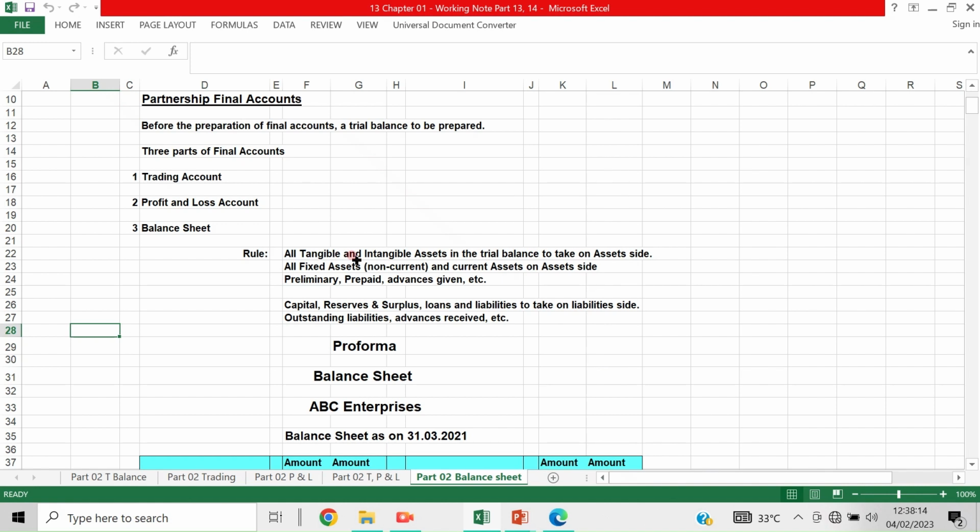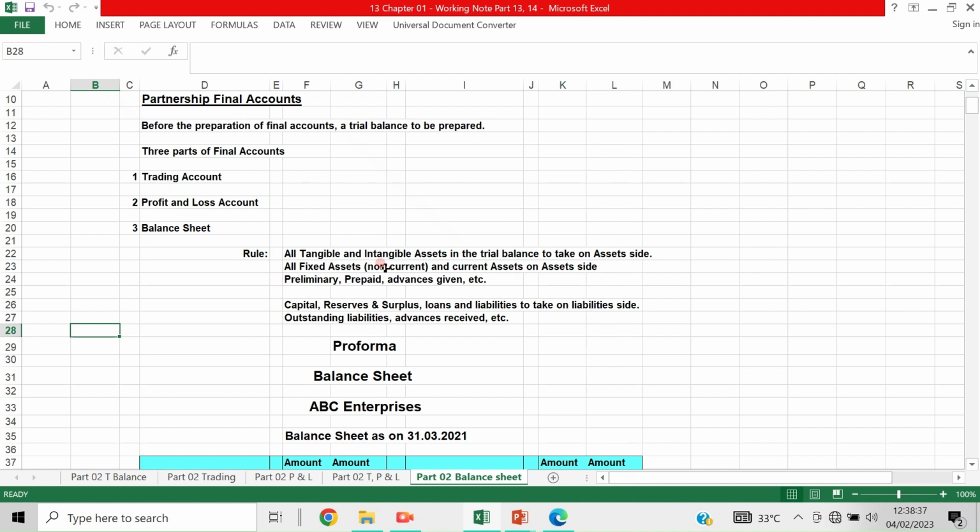These properties are taken on the asset side of the balance sheet. Intangible assets which cannot be seen, like goodwill, patent, trademark, these cannot be seen. So these are also taken on the asset side of the balance sheet. And all fixed assets, that is movable as well as immovable properties, which are called non-current assets, are taken on the asset side.